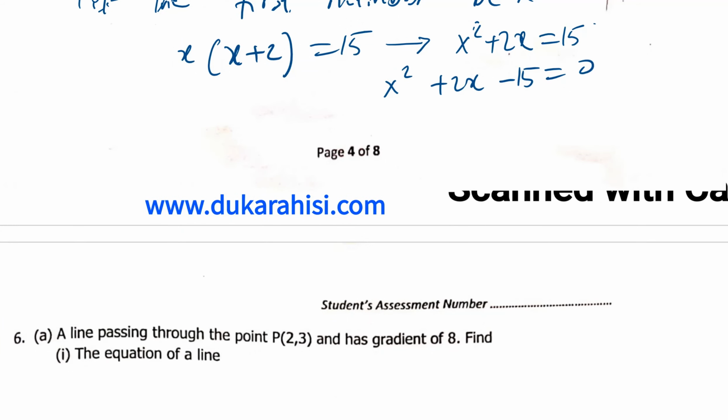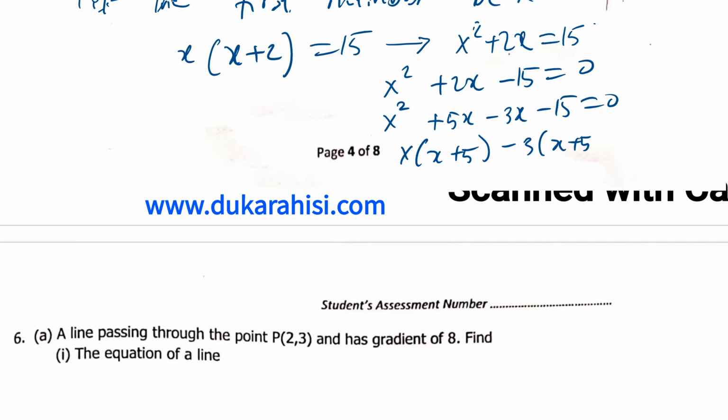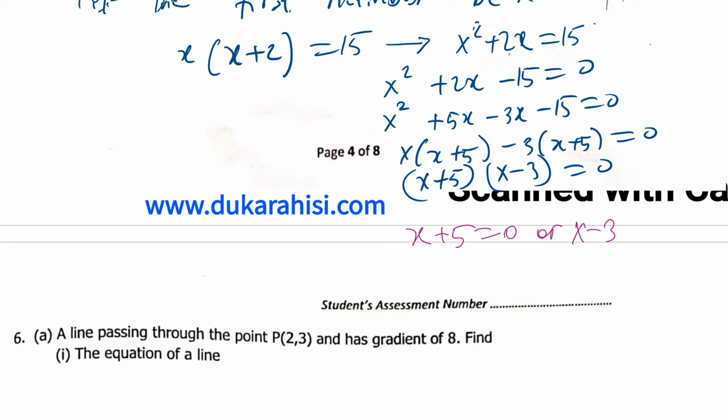We can just factorize by splitting the middle term. It is x squared plus 5x minus 3x minus 15 equals 0. x(x plus 5) minus 3(x plus 5) equals 0. (x plus 5)(x minus 3) equals 0. And the result now, as you can see, we have x plus 5 equals 0, or x minus 3 equals 0, so x is negative 5, or x equals 3.